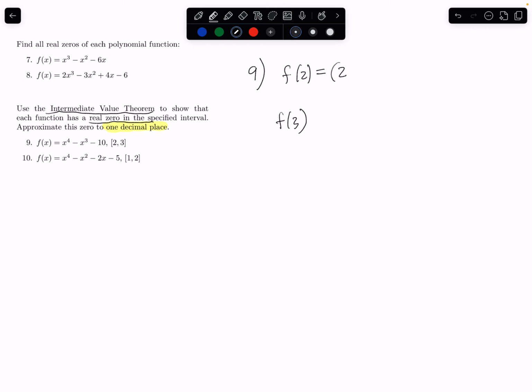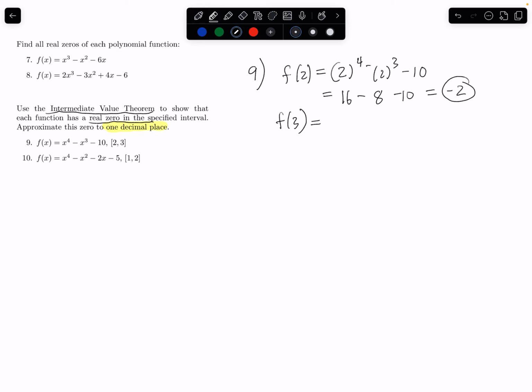That's going to be 2 to the 4th minus 2 to the 3rd minus 10. Okay, 2 to the 4th is 2, 4, 8, 16. 2 to the 3rd is 8, minus 10. That's 16 minus 8 minus 10, which is negative 2. So the key here is it's negative. Okay. Now, if f of 3 is positive, then that means we have on our hands a root in between somewhere, right?